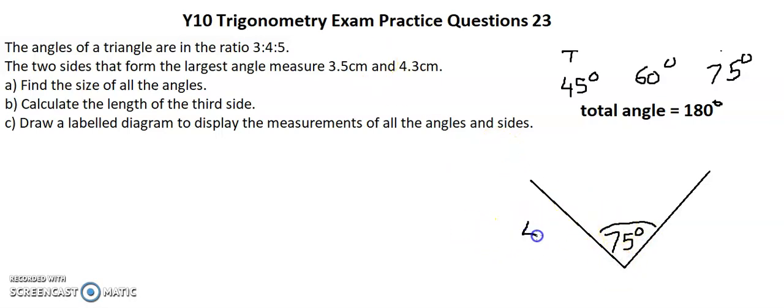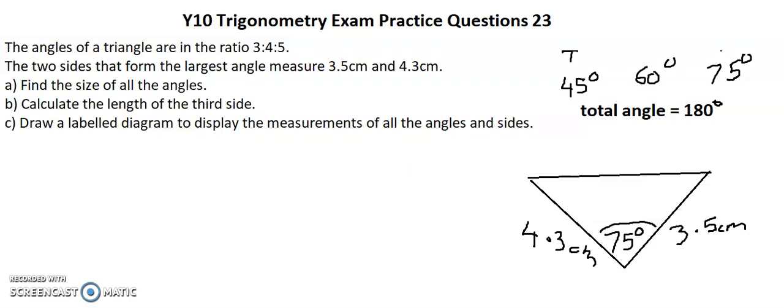Have the sides 4.3 centimeters and 3.5 centimeters. So that's what we already know. Now, if we look at this, we've got 2 sides and an angle. So this straight away rings a bell that we are going to use the cosine rule.